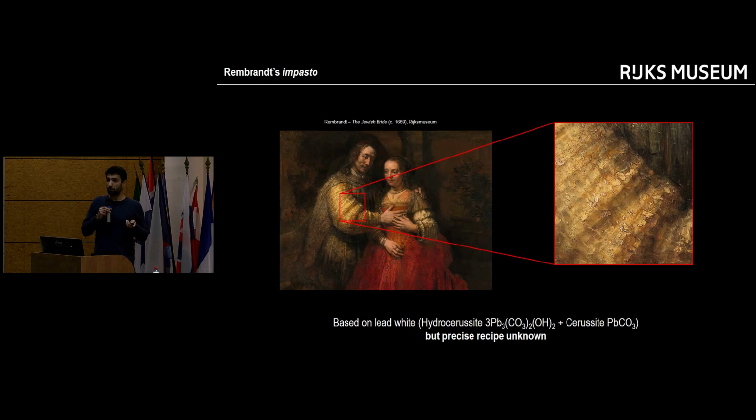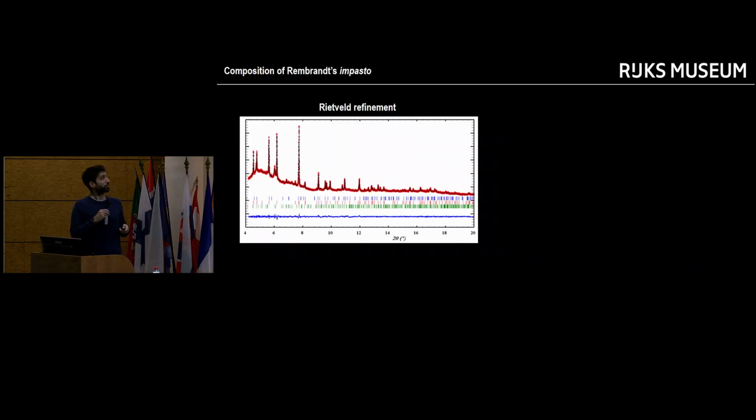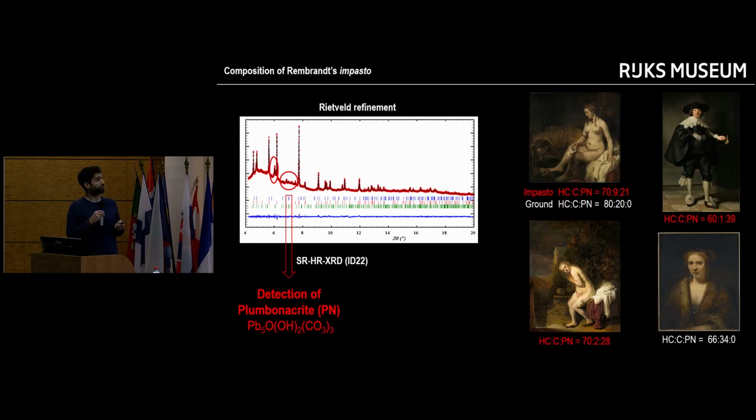We knew that Rembrandt impasto was based on lead white, so this mixture again of hydrocerussite and cerussite, but the precise recipe was unknown. So our idea was again, let's take some cross-section from impasto area and non-impasto area and see if we have some specific structural features. So again, back to ID 22, the first thing that we observed is that in all of the impasto samples that we had, a mysterious phase was showing up.